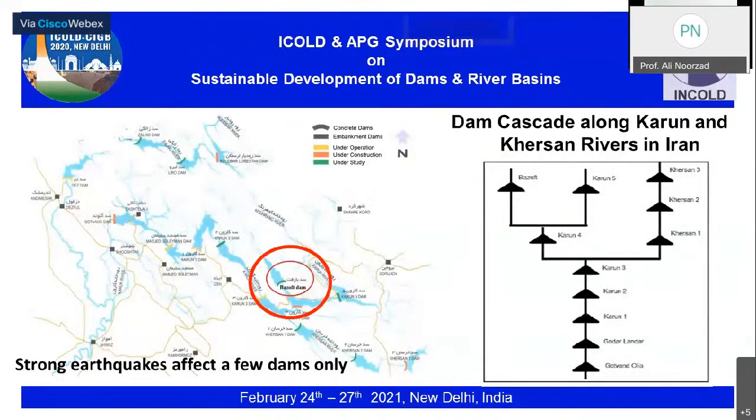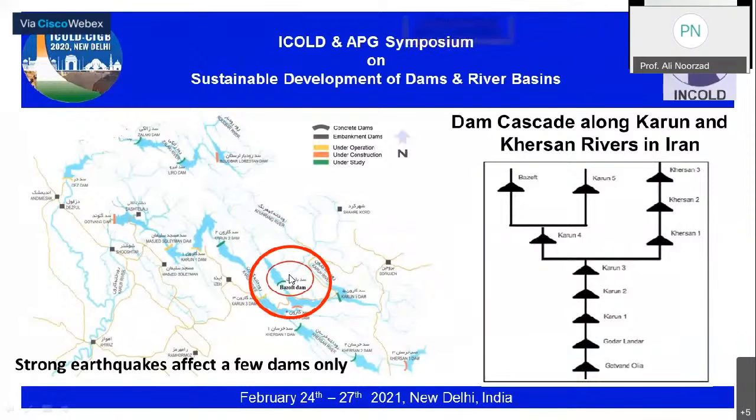Now, if you look on a map how such rivers can be developed, that is a picture from Iran showing the Karun and Kherson rivers. And I would like to show you a simplified sketch of this cascade, the Kherson River and Karun River here. And if a dam fails, of course, it has some consequences on all dams further downstream.